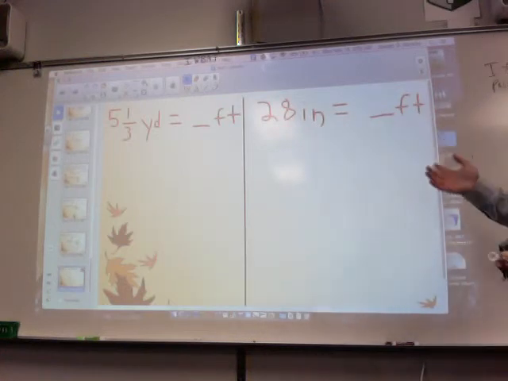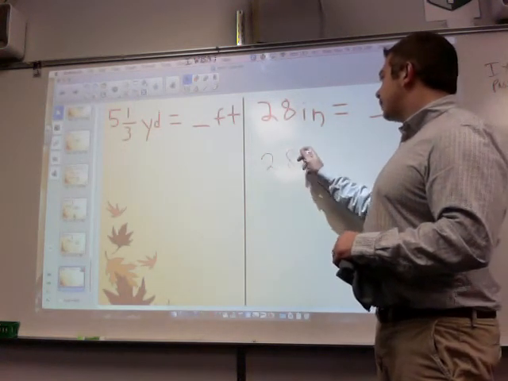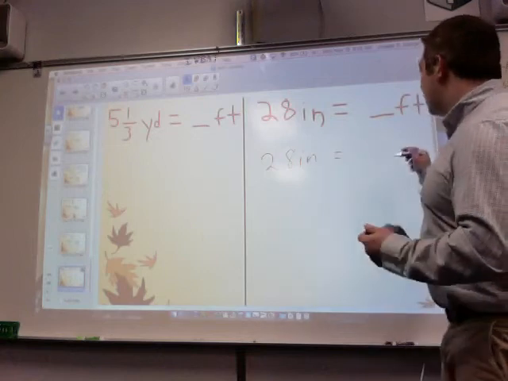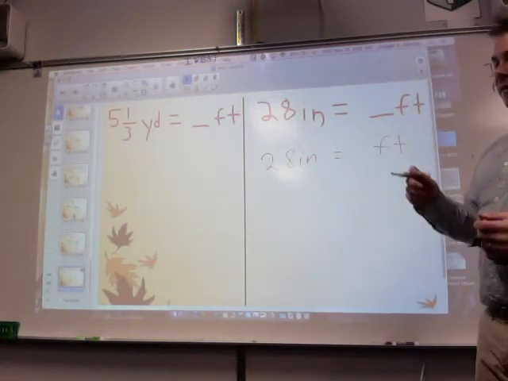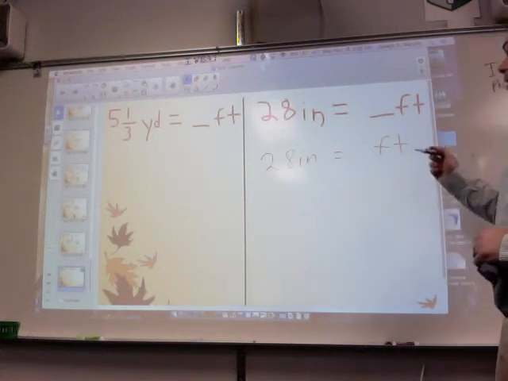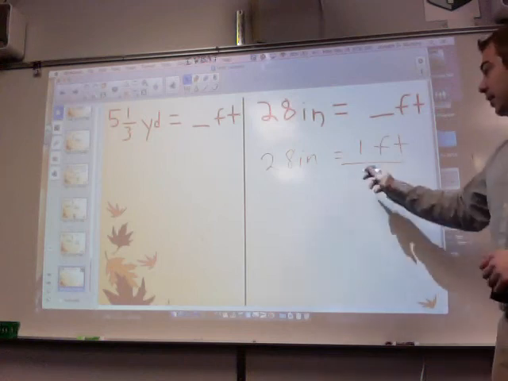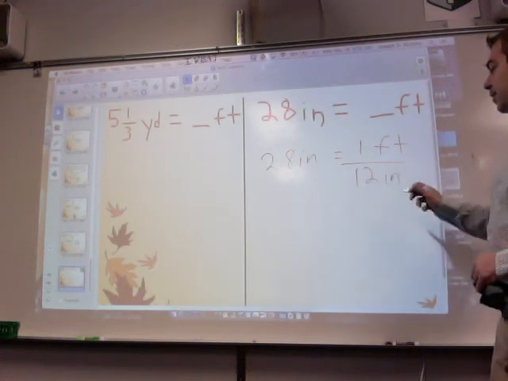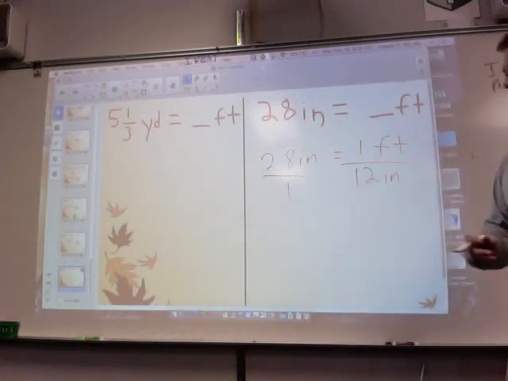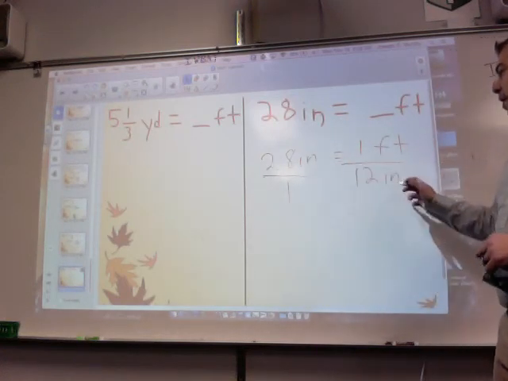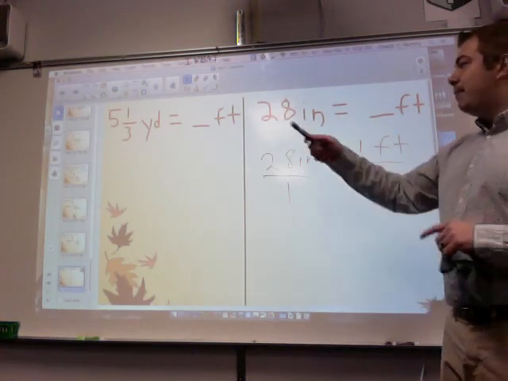Keep in mind that I'll set up the second problem for you. You have 28 inches equals a certain amount of feet. Okay? Now, if I look on my chart, or I should know this, every 1 foot equals 12 inches. And why did I put 12 inches on the bottom? Well, I wanted to cancel out my inches. So these inches will cancel out, and you'll be left with 28 divided by 12, and I think you can handle that. So try both these problems.